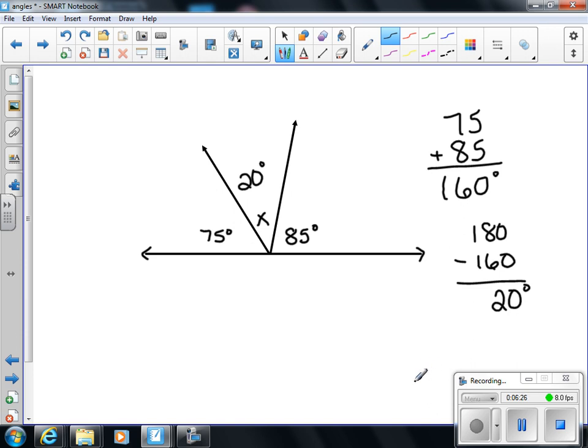Okay, today we have studied 2 special pairs of angles. What have they been? Supplementary, which add up to be 180 degrees. Complementary angles add up to be 90 degrees. And you use those pairs in order to find missing measurements oftentimes.